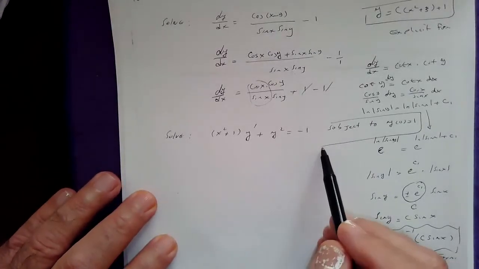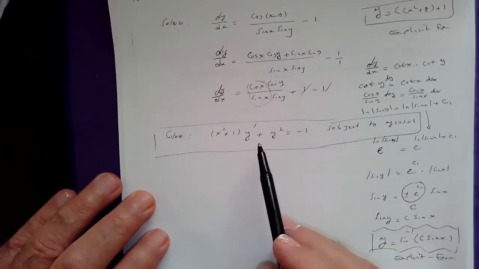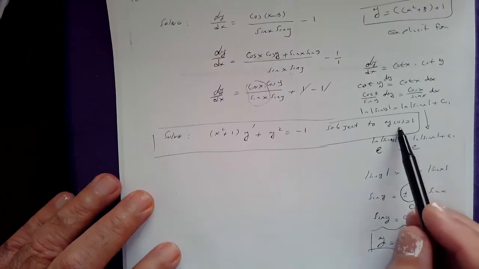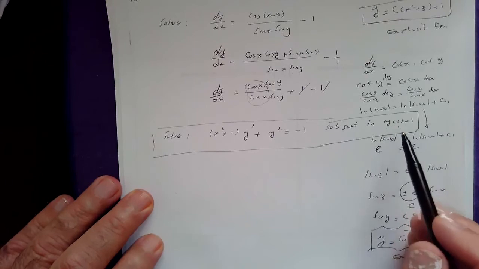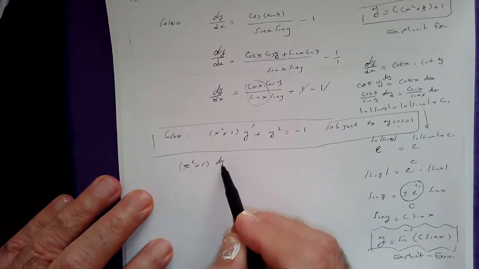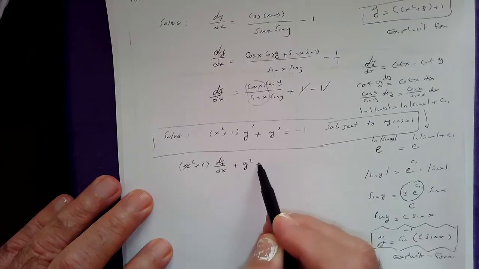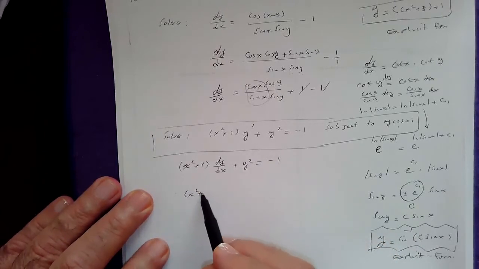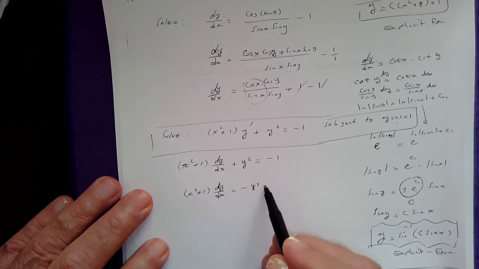Okay, this problem right here is to solve this separable differential equation. I know it's separable because there's no plus or minus between x and y, but then you have an initial condition. So that means you get to find out what C is. The way I do this, I go x squared plus 1. I'm going to write y prime as dy dx. Then I'm going to move this guy over to the right side, the y squared guy.